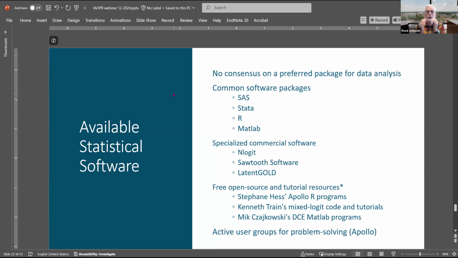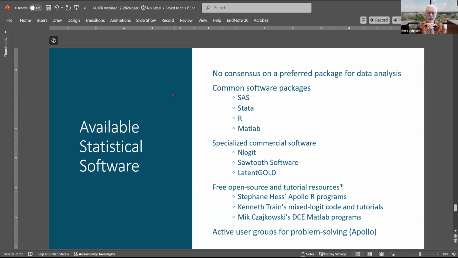Sawtooth also has an annual conference, and it has an enormous library of tutorials on various aspects of stated preference research. It initially was designed to do commercial market research. And sometimes the terminology is a little different than what I learned, at least in econometrics.